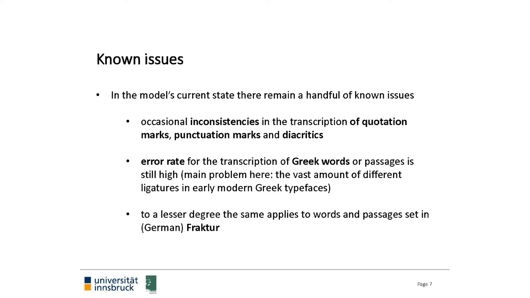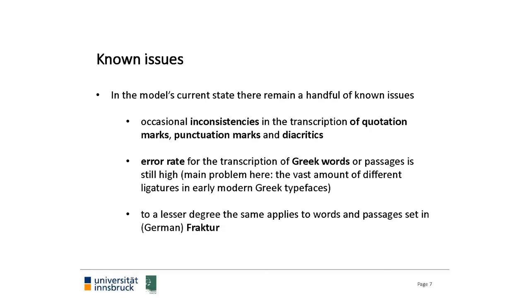There are at the moment a couple of known issues. There are occasional inconsistencies in the transcription of quotation marks, punctuation marks, and diacritics. The error rate for transcriptions of Greek words or passages is still high. The main problem there lies in the vast amount of different Greek typefaces that were used in early modern times. To a lesser degree, also in passages and words set in German fraktur, the error rate is not the best at the moment, but I'm working on it and I'm hoping that I can publish an updated version of our model in a couple of months.